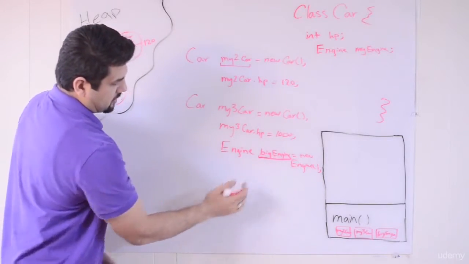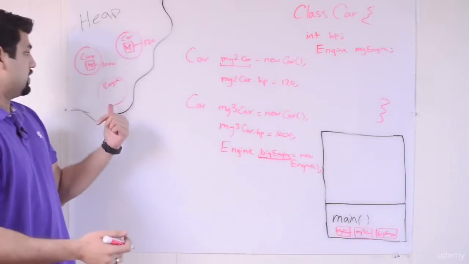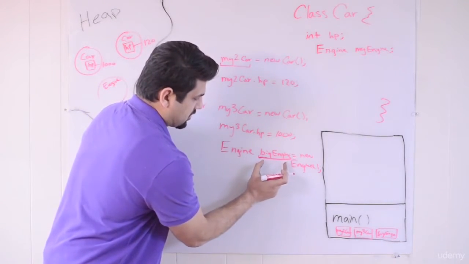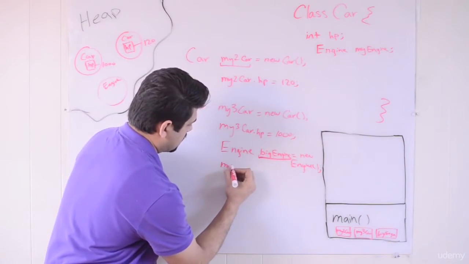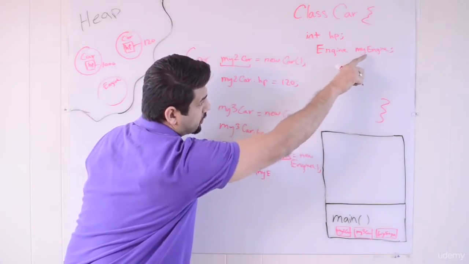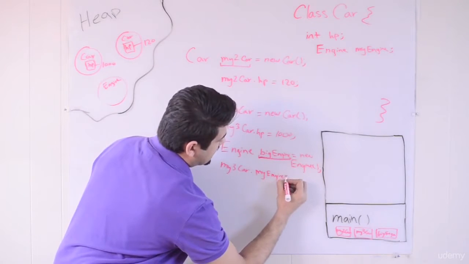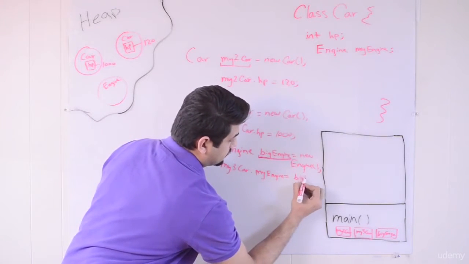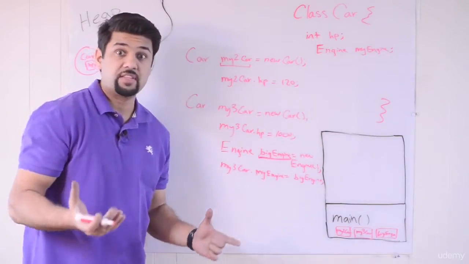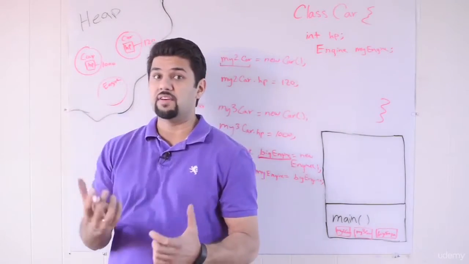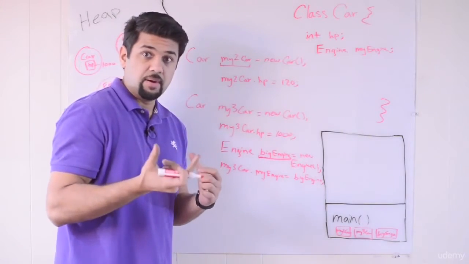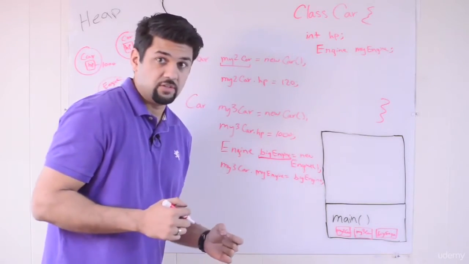Okay, so this bigEngine variable contains the address of where this engine object is on the heap, right? So now I can assign this variable to my3car dot myEngine, right? That's the variable name, right? myEngine. I can give it bigEngine. So what exactly did I give this thing? I didn't give it the actual object Engine. I didn't really give it that. I gave it the reference, okay? I gave it the actual address in memory on the heap where bigEngine resides, right?